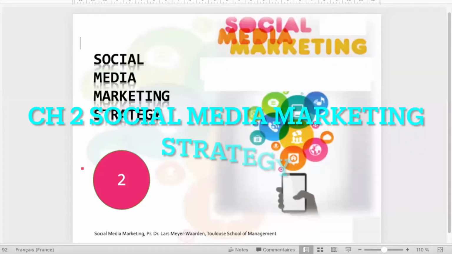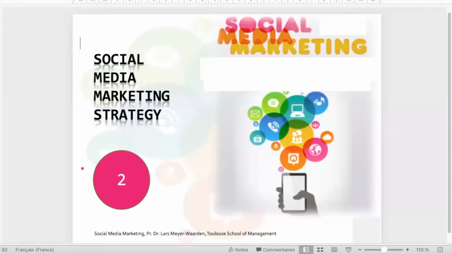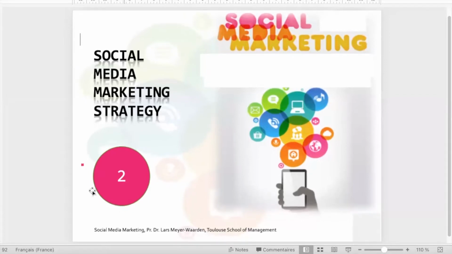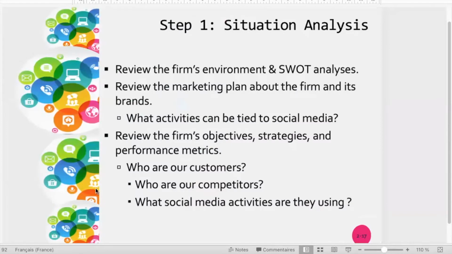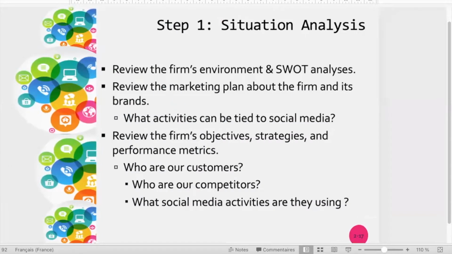Okay, so now we will see how to establish a social media marketing strategy, which are the steps to establish a social media strategy. The first step is, as always in marketing, to make a situation of the status quo. That is the situation, by doing an analysis about the firm's environment and doing a SWOT analysis. SWOT means strengths, weaknesses of the firm. So which are the strengths in terms of social media and which are the weaknesses and which are the opportunities and threats of the market.